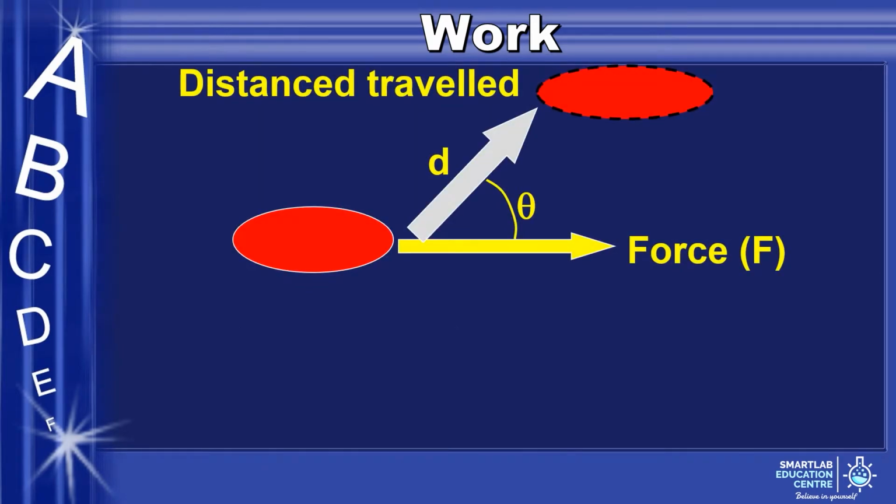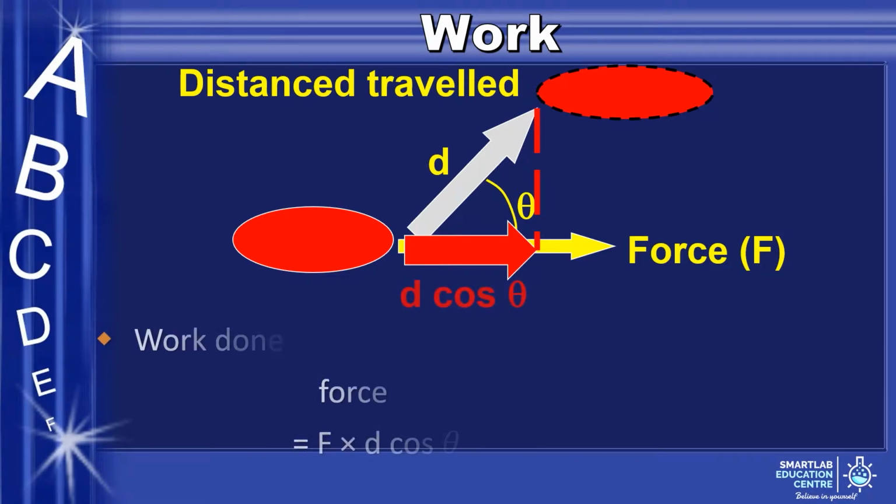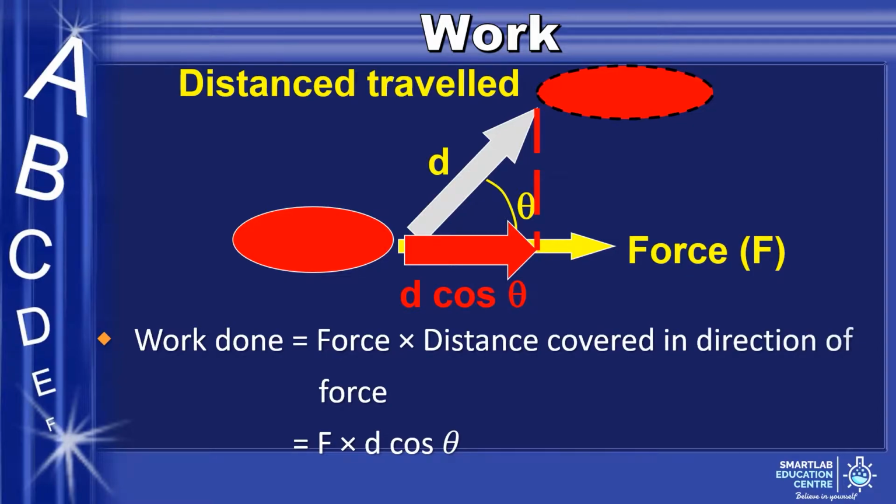Here we have an object traveling. However, it is not traveling in the direction of the force exerted. To do this, we have to find the distance covered parallel to the force, which is the red arrow shown. Using trigonometry, we can say that the work done by the object is Fd cosine theta.